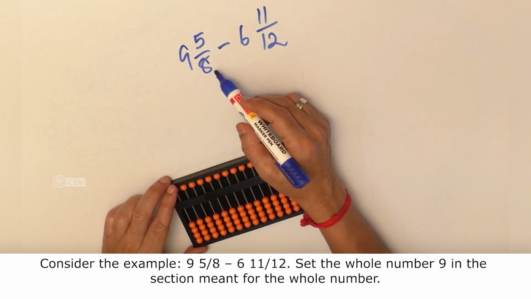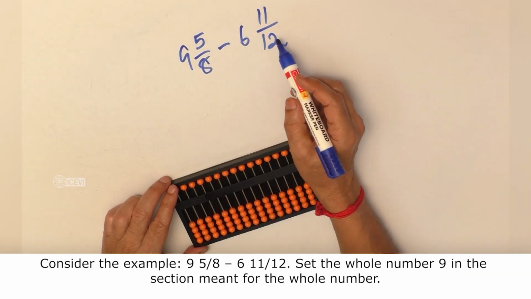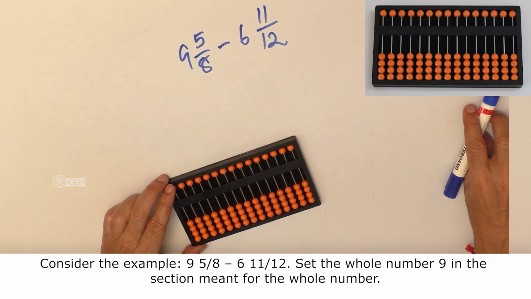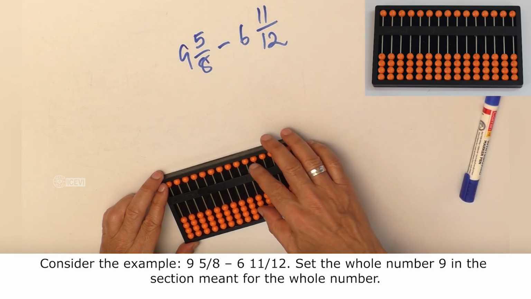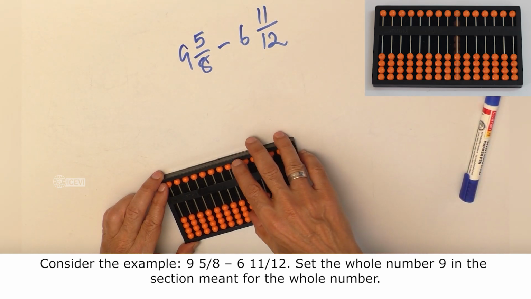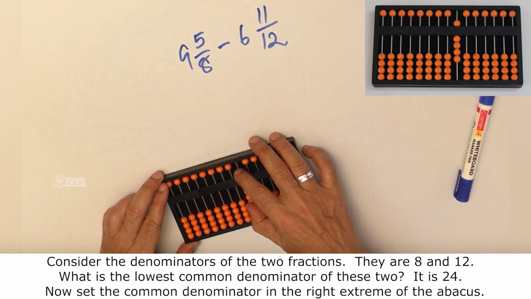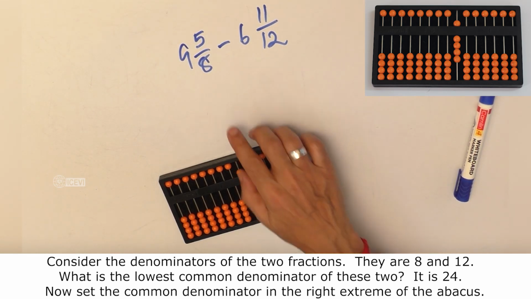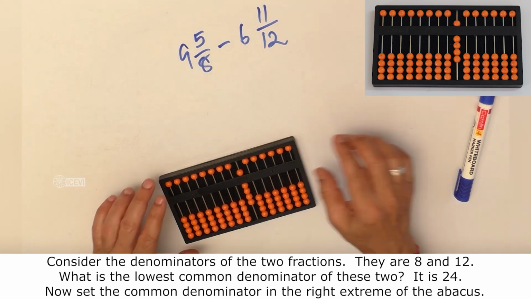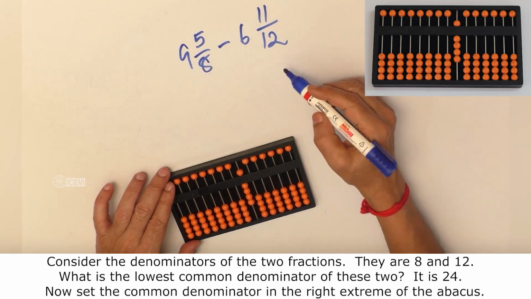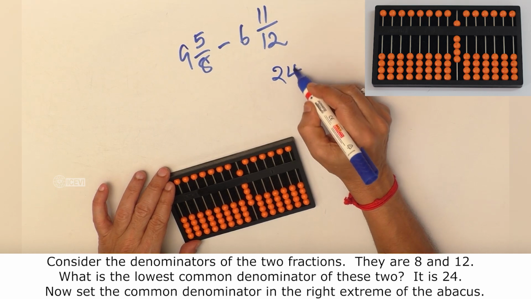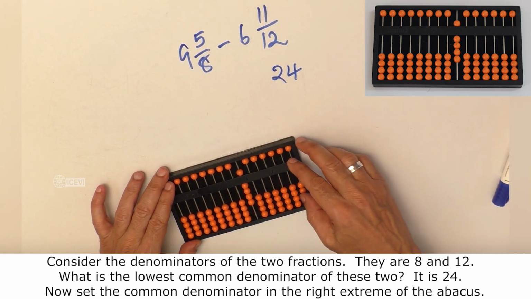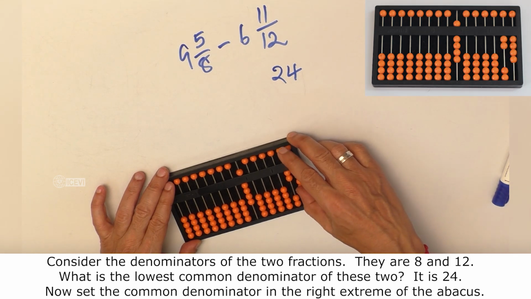Consider 9 5/8 minus 6 11/12. Set the whole number 9 in the section meant for the whole number. Consider the denominators of the two fractions. They are 8 and 12. What is the lowest common denominator of these two? It is 24. Now, set the common denominator in the right extreme of the abacus.